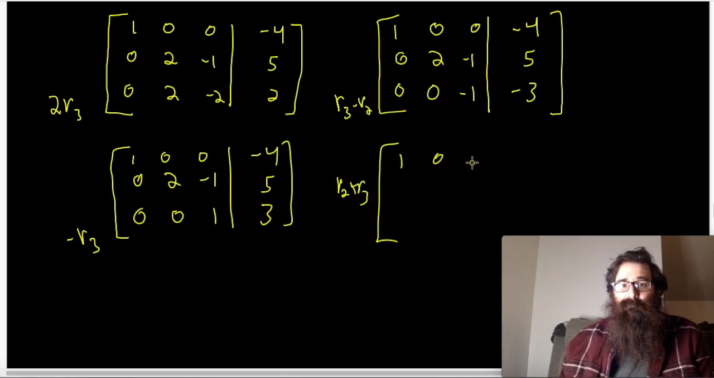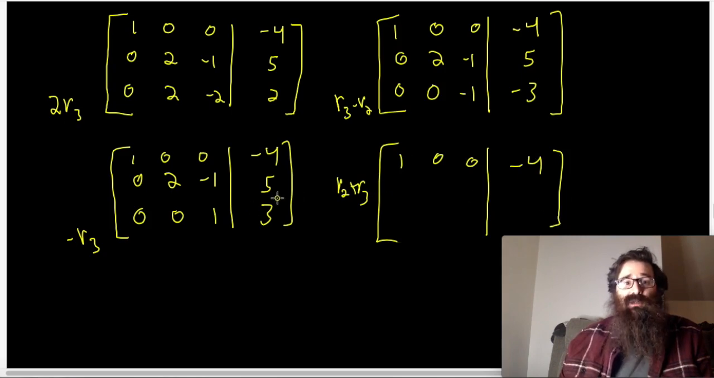So here I have my first row. I'm rewriting it. Doing the operation in row 2's position, I get 0 plus 0 gives me 0. 2 plus 0 gives me 2. Negative 1 plus 1 gives me 0. And then 5 plus 3 gives me 8.